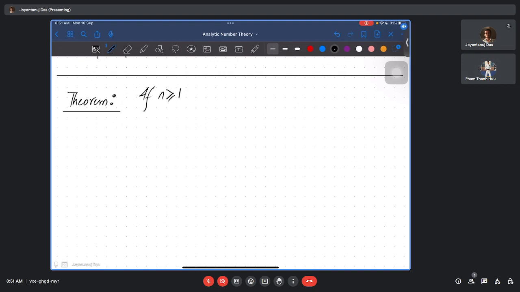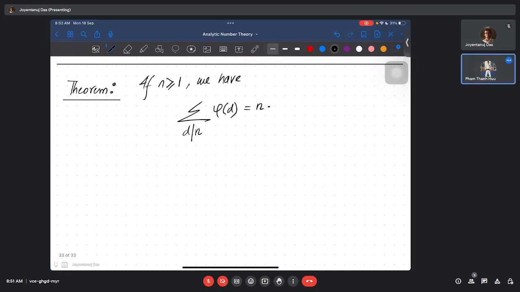So if n is greater than 1, then we have a nice relation: the summation over all the divisors d of n of phi of d is actually equal to n. So the statement is clear. Let us see the proof.